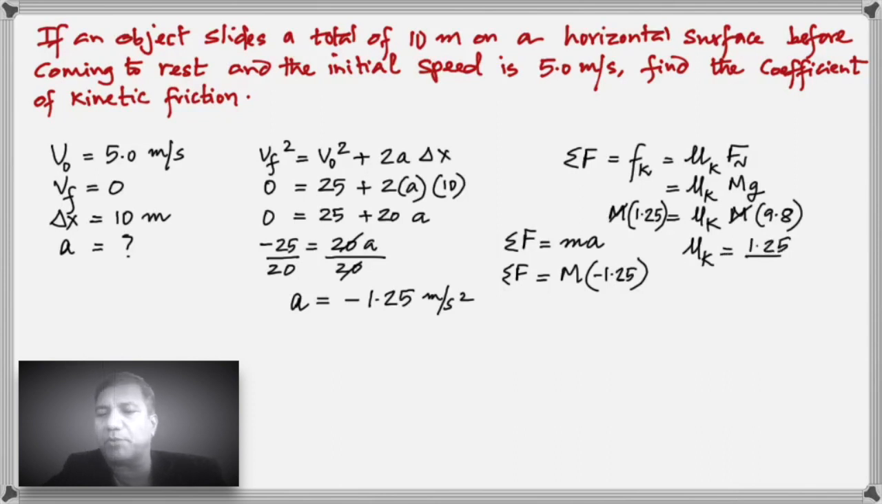It comes out to be 1.25 by 9.8, which is 0.1275, rounded off to 0.13. Remember that coefficient of friction has no units. So that's how you work out this problem. Again, first find the acceleration, then find the net force, and the net force is the force of friction, which gives us the coefficient of friction.